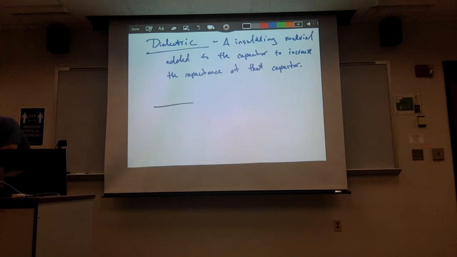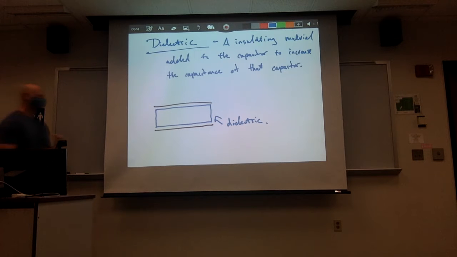So if this is my capacitor, here's my parallel plate capacitor. In this thing, all we're going to do is put in a dielectric material. So here's my insulator. I'm going to put it inside, where the overall effect is to increase the capacitance of the capacitor. So this is my dielectric. The point of the dielectric is to increase the size of the capacitance of the capacitor.